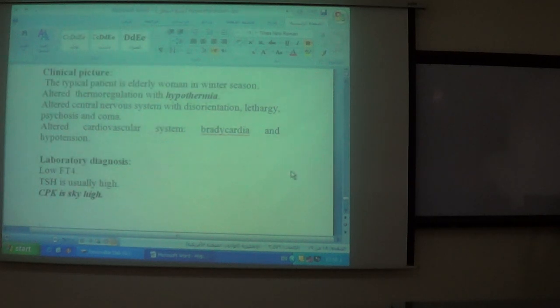Laboratory diagnosis for myxedema coma: low T3, T4, TSH is usually high, expected to be always high. Here the patient may not have high TSH because of failure again of the pituitary, because of the critical illness. Characteristically CPK, the enzyme of the muscles. We have three CPKs: of the brain, of the muscle, of the cardiac muscle. CPK is sky high, very, very high, from myocytes.